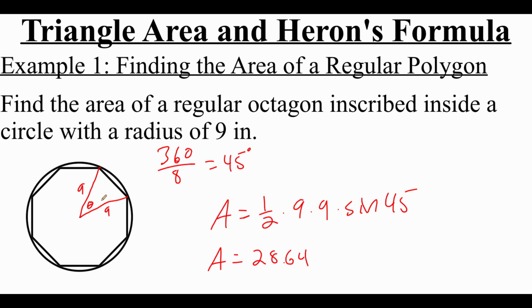But that's just for one of these triangles, and I want to find the area for the entire octagon. So I have to remember that there are 8 congruent triangles in here. So I have to take this value that we just got, and I need to multiply that by 8. So when we do that, our final answer that we get should be about 229.10 square inches as the area of that regular octagon.